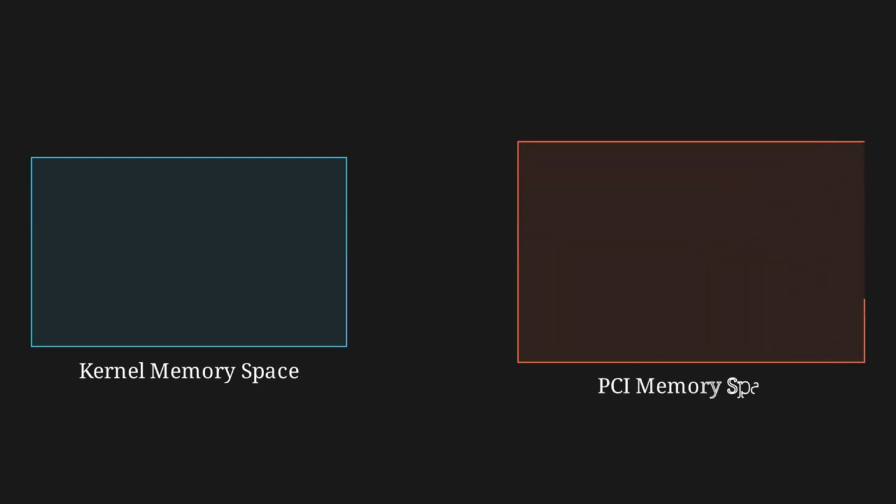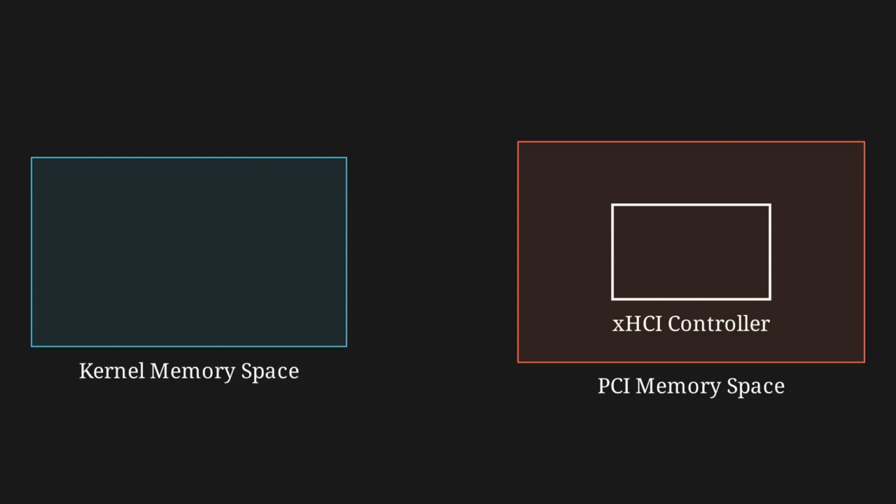First, before jumping into any code, let's go over what we're trying to do and why it matters. In a typical system, you have two major memory regions to worry about. The kernel's memory space, which the OS normally uses, and the PCI memory space, where PCI devices store their configuration and control registers. In our case, the xHCI controller, the part of the system responsible for USB communications, resides inside that PCI memory space. The kernel can't directly read from or write to that space unless we create a mapping. So how do we do that?